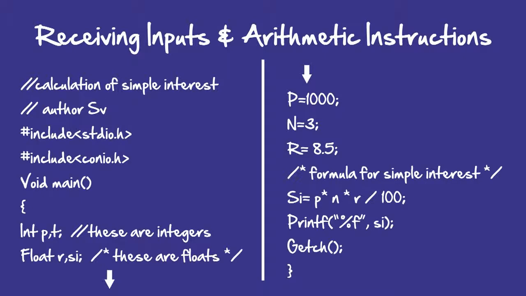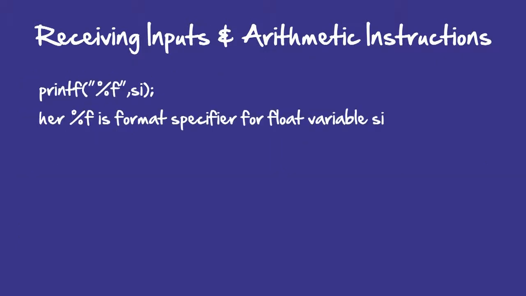Okay, now as we have calculated the result and stored it in the variable si, we have to display it on the screen. We use printf to display hello on the screen in the previous lesson. Here it is used to display si. The %f used in that statement is the format specifier for float variables. If you want to print a float variable on the screen, just write %f in the double inverted commas, and after that one comma and the variable value.